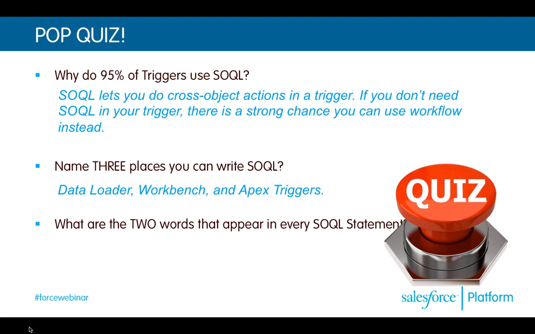What are 2 words that appear in every SOQL statement? Select and from. Nice. Good job. Every single SOQL statement will be determining what we should be looking at and what we're going to do with it, basically. So what objects we should be looking at and what we're pulling from those objects.